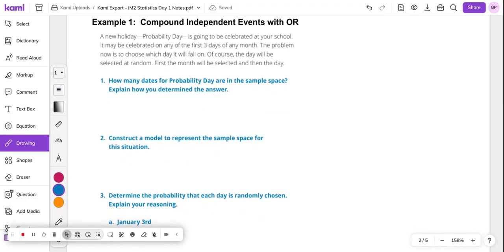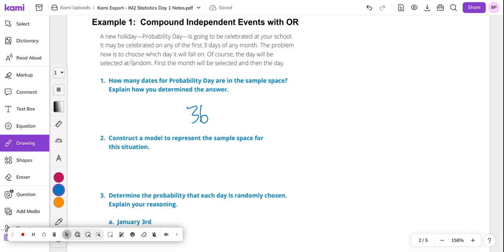So we've got a new holiday. It is called Probability Day. It's going to be celebrated at your school, and it will be celebrated on one of the 12 months, but only on the first 3 days. So the problem is to choose which day it will fall on. Now, if you think about it, if it's going to happen on the first, second, or third day of the month, and there's 12 months, that is 36 possibilities, right? There are 36 possibilities here that would work.